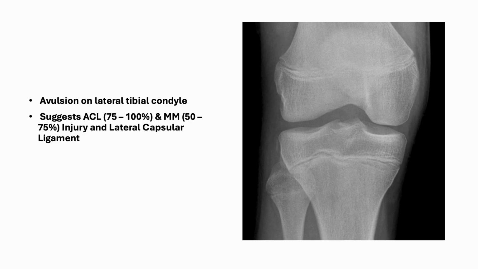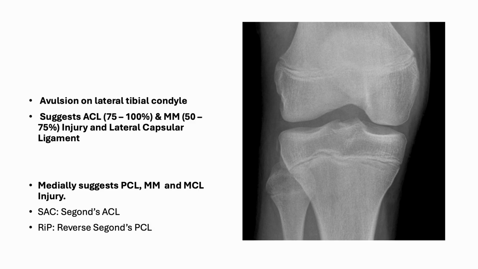So therefore these are very unstable and should be referred to orthopedics. It's Segond, and there is another fracture which can happen on the medial side of the tibial head, and that's called a reverse Segond fracture. Reverse Segond will suggest posterior cruciate ligament injury and medial collateral ligament, medial meniscus injury.